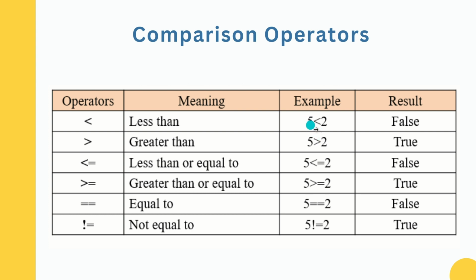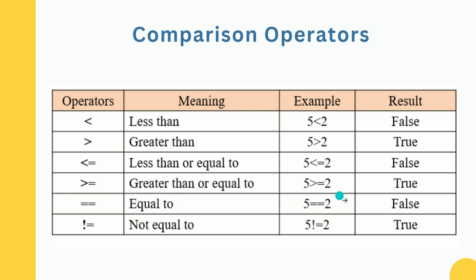So for example, if you write 5 is less than 2, you'll get false because 5 is not less than 2. And in fact 2 is less than 5. If you write 5 is greater than 2, you will get true, which is correct. 5 is less than or equal to 2, again false. But if you write 2 is less than or equal to 2, you'll get true. So these are pretty basic ones. What double equal to does is it compares equality, whether both the left hand side and the right hand side are equal.